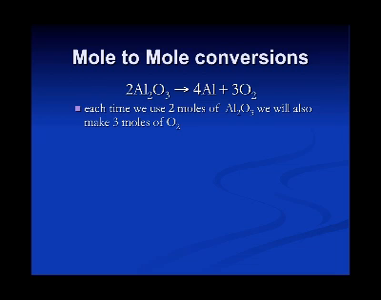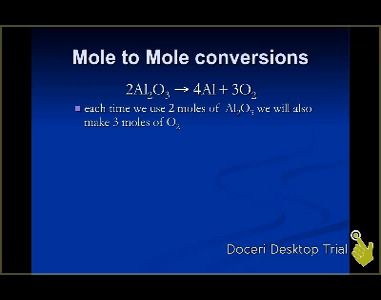So, mole to mole conversions. In this equation, 2Al2O3 will yield 4 aluminums plus 3 O2s. If we look at these coefficients right here, we have a 2, a 4, and a 3. This means that every time we do this, we will have 2 moles of aluminum oxide, and when we have 2 moles of aluminum oxide, we are going to produce 4 moles of aluminum and 3 moles of oxygen. So the coefficients are technically telling you how much you have of each of our products and our reactants.